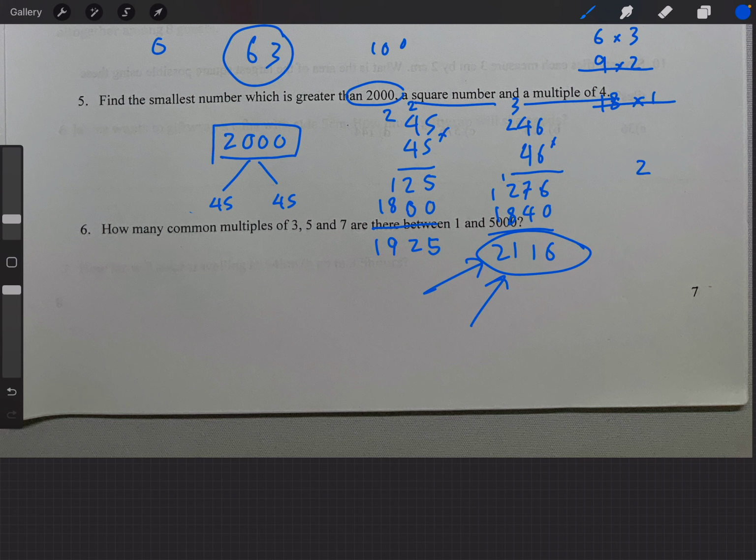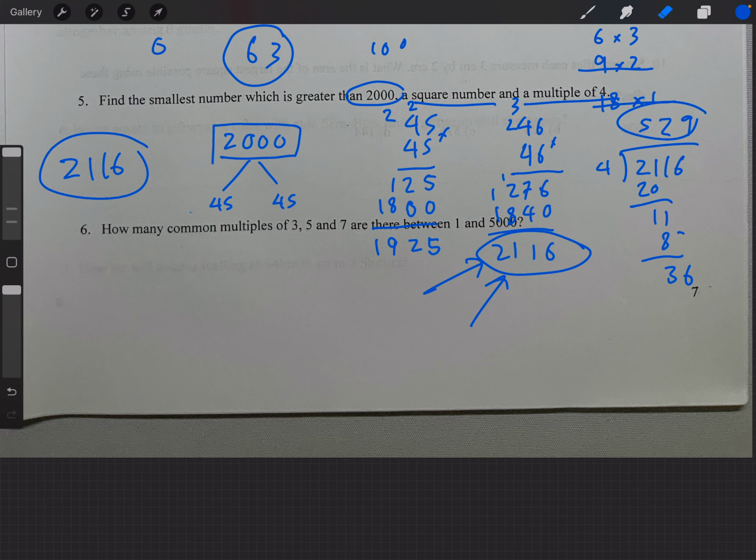Because if you divide 2116 by 4, you will see that it is a multiple of 4. Because the last 2 digits are divisible by 4. That's the rule for divisibility. Okay. 21 divided by 4 is 5. 4 times 5 is 20. Take away, you get remainder 1. Bring the 1 down. 11 divided by 4 is 2. 2 times 4 is 8. Take away, you get 3. Bring the 6 down. 36 divided by 4 is 9. And there you have it. See, it is a multiple of 4. You can divide by 4. So find the smallest number. Well, the answer is 2,116. It works for all the conditions there.